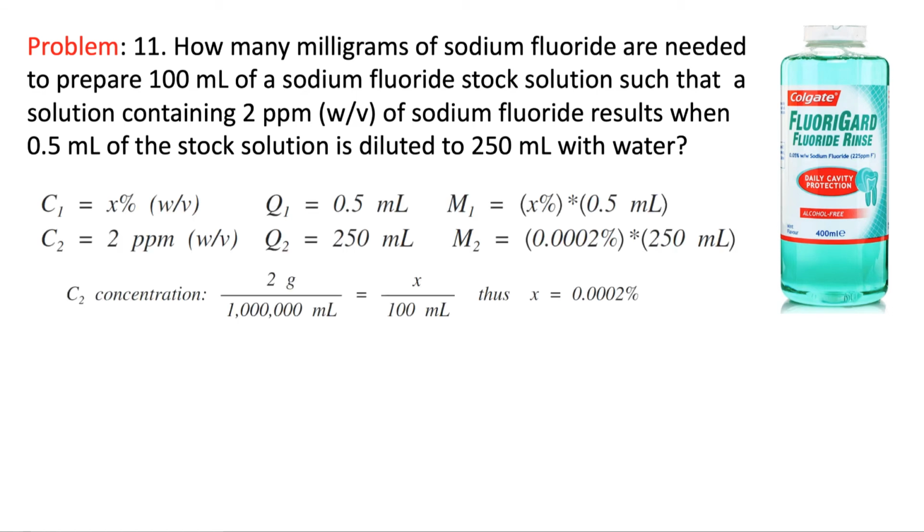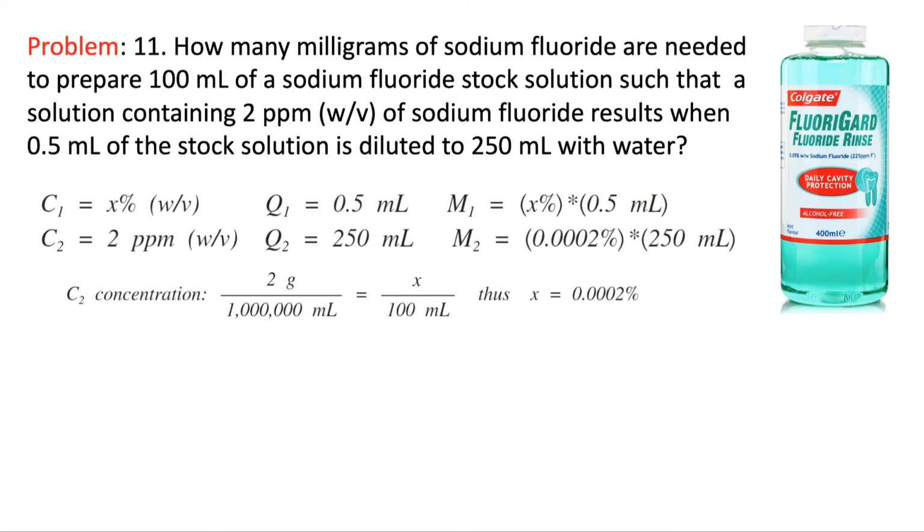Okay? So let's take a step back in this question. It's wanting to know how many milligrams of sodium fluoride are needed to prepare 100 mLs of solution. Well, that's a concentration, but I don't know how many milligrams, so I don't know the concentration. So my initial concentration of this solution is X. I don't know. So let's put X percent weight per volume equal to my initial concentration. What do I know about that quantity? Well, I'm going to use 0.5 mLs of that solution to prepare something else. So the quantity of that concentration I'm going to use here is 0.5 mLs.